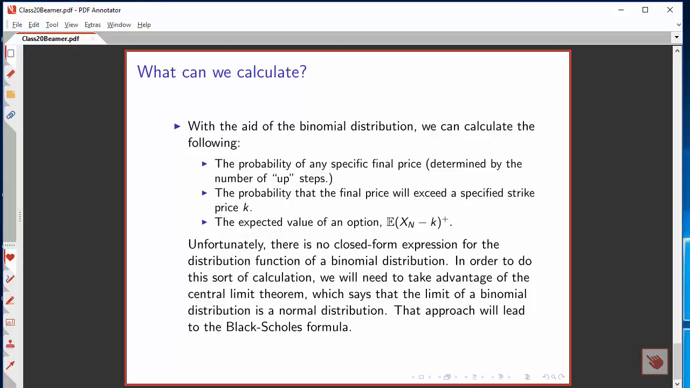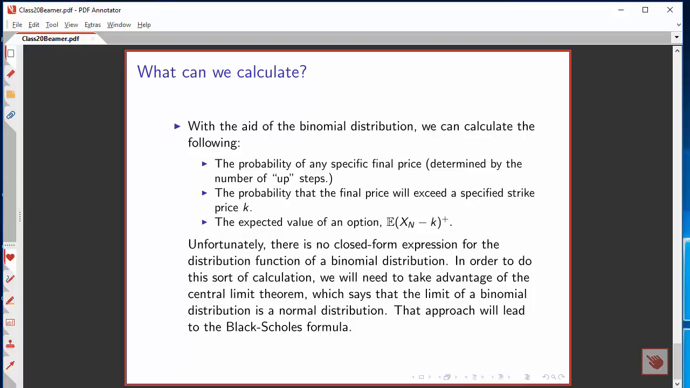Finally, suppose we want to know the expected value of an option. Well, if we can calculate the probability of any final price, then it will be perfectly easy to calculate the expectation of the amount we receive from the option if it's in the money. So in principle, from the binomial distribution, we can figure out the fair value for call options. And the only snag here is that there's no simple closed form expression for the distribution function of a binomially distributed random variable. So what we're going to do is take advantage of the central limit theorem.